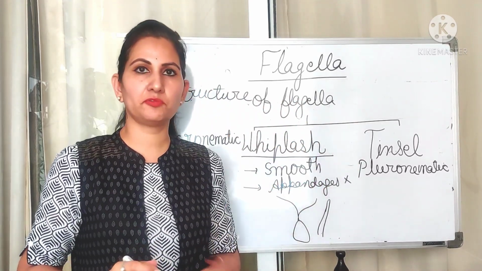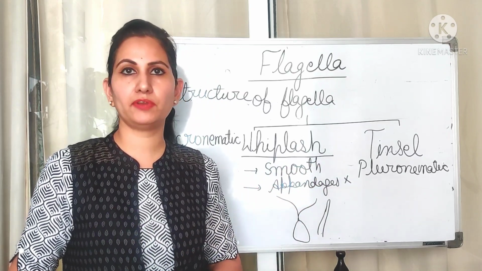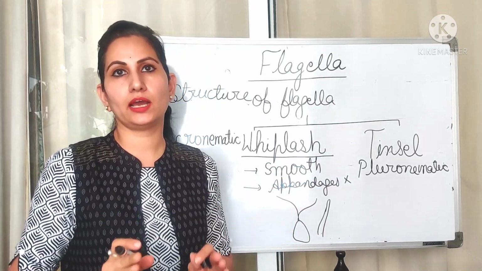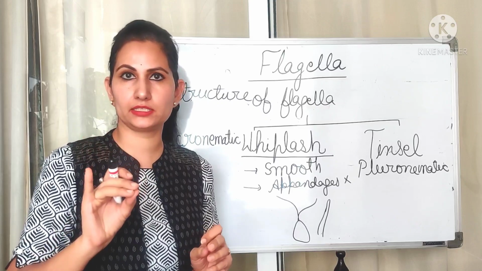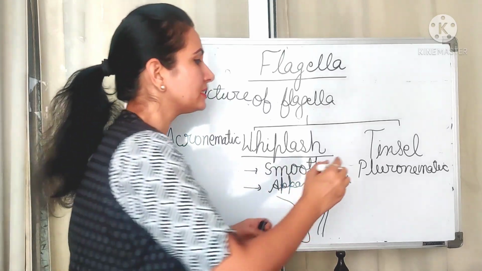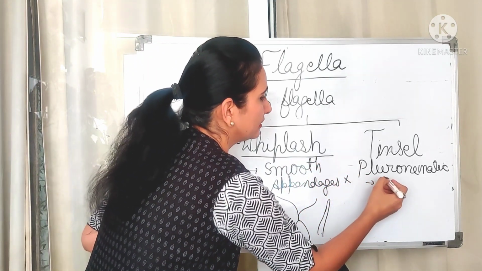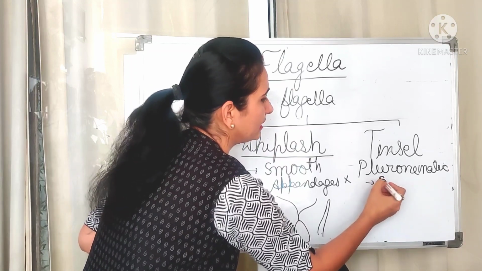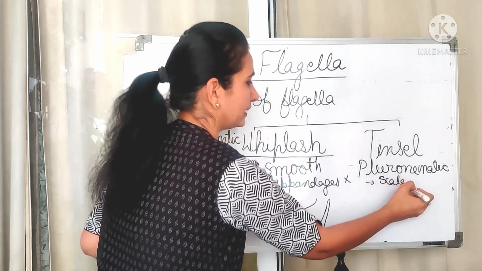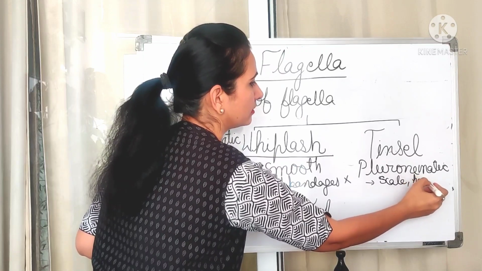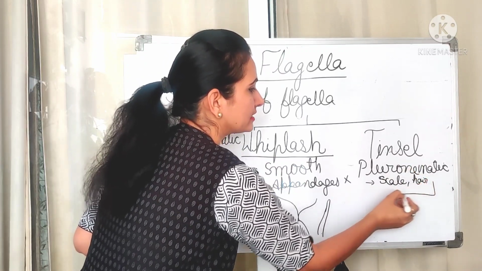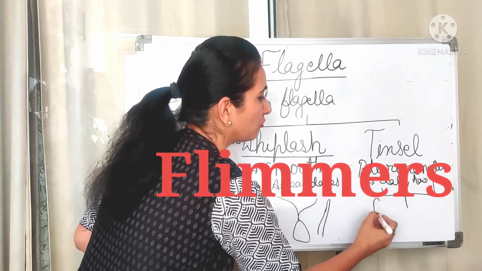On the other hand, if we talk about the Tinsel type of flagella, Tinsel type of flagella have some particular appendages on their surface. These appendages could be scales, or they can be hair, and these appendages are known as flimmers.